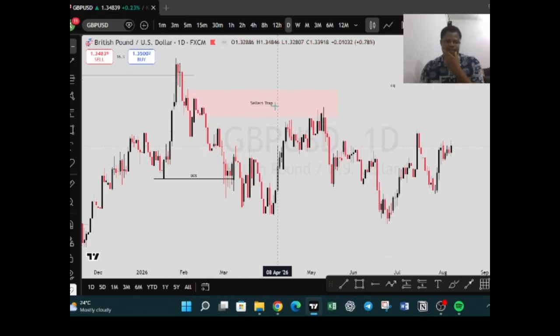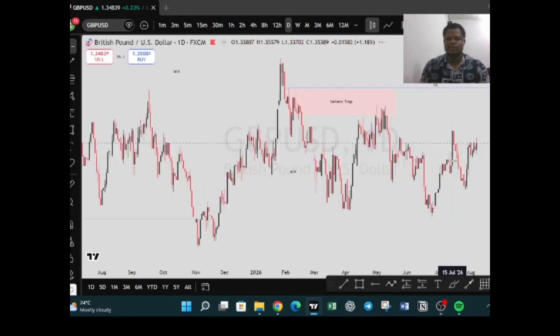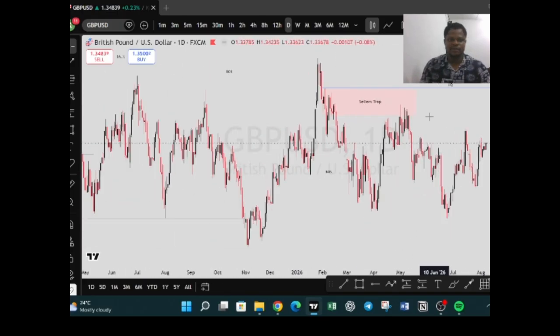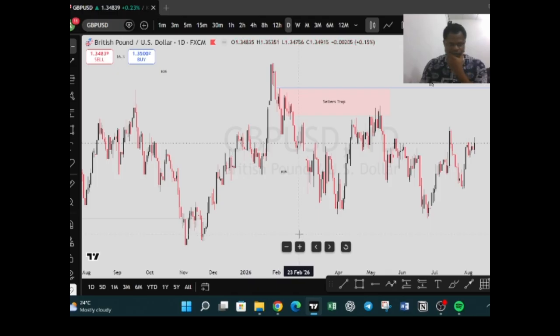So once I identify this zone where these sellers are trapped, it means that for me to take any reasonable sales to target this liquidity below, I need this high to be taken out. Then, once this high is taken out, I will sell from here to this downside. Now let's continue reading price action.